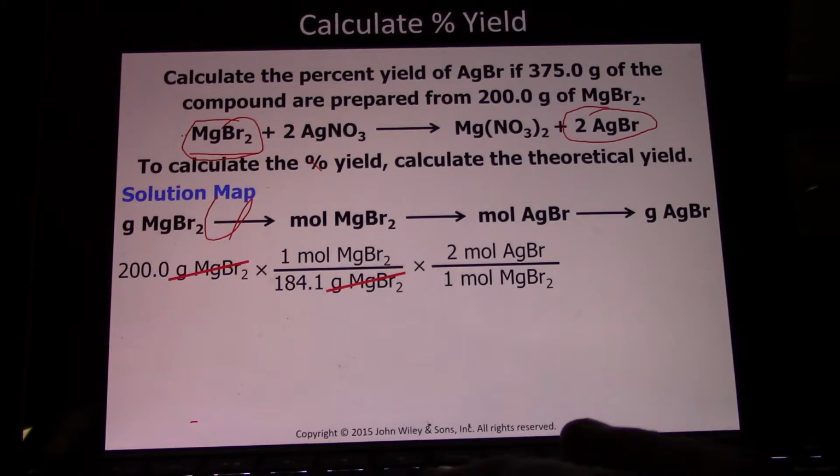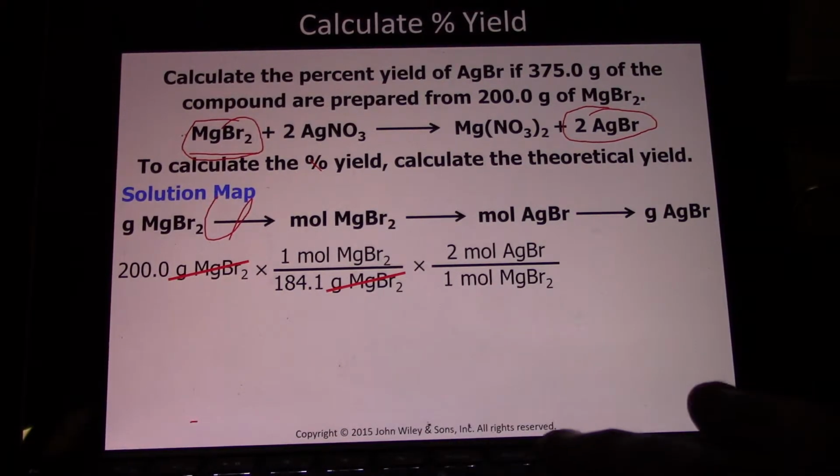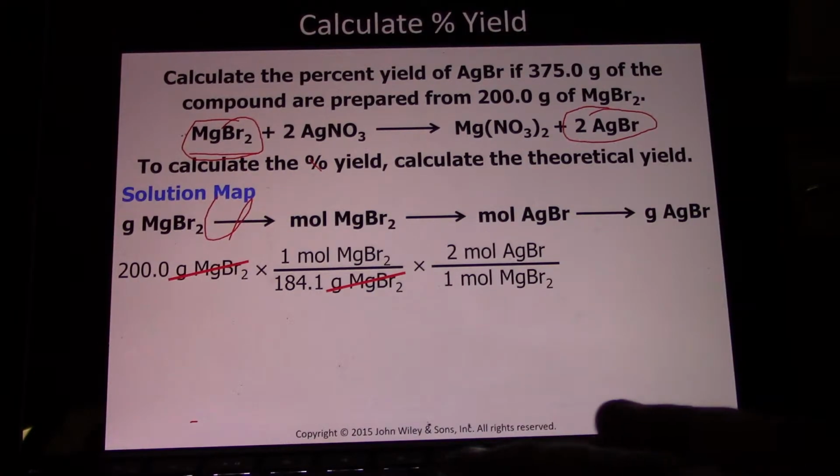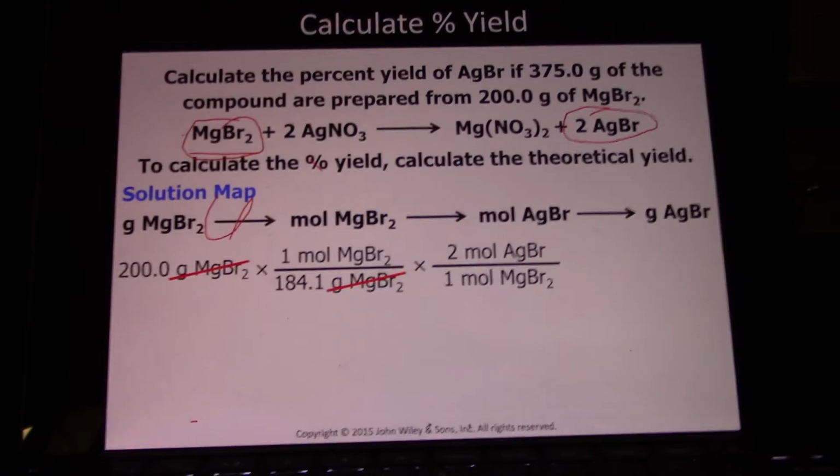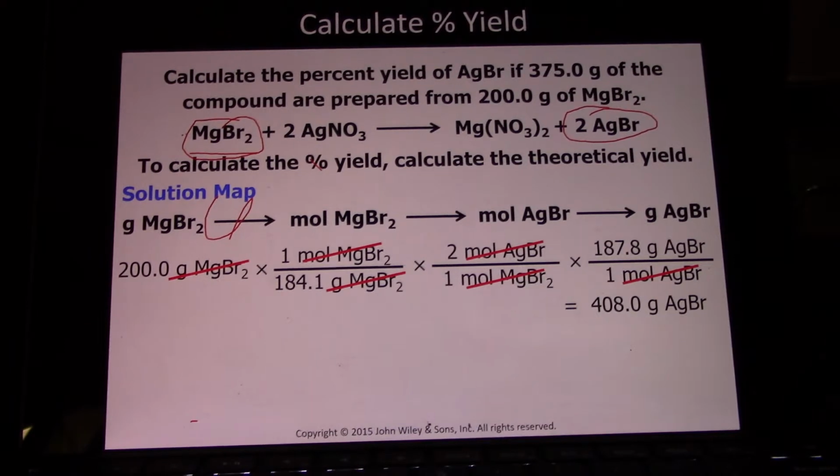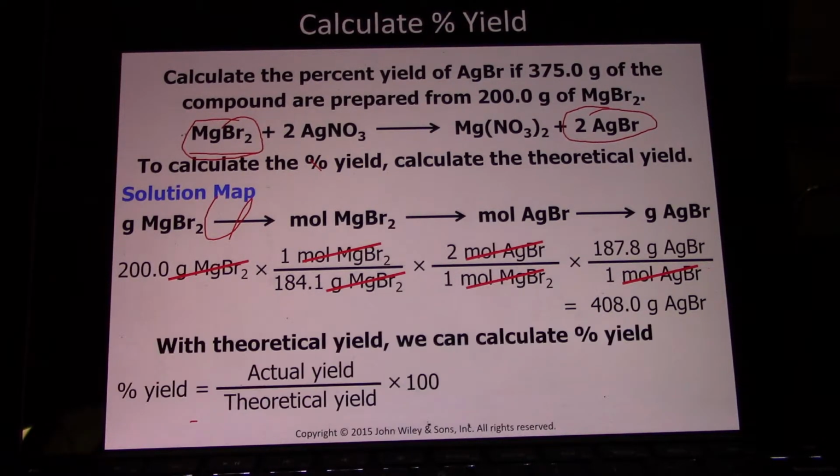Let's make sure it's balanced. 1 magnesium, 2 bromines, 2 bromines, 2 silver, 2 nitrates, 2 nitrates. It is balanced. So I could make 408 grams of silver bromide in theory. But what I actually got was 375 grams. I did not get the 408 grams that the theory says I could get.